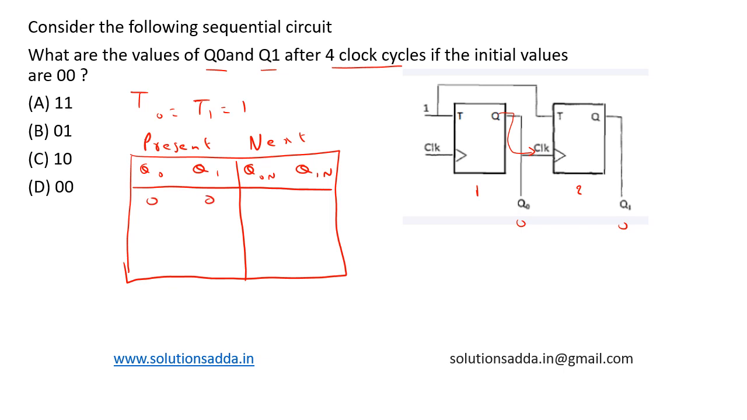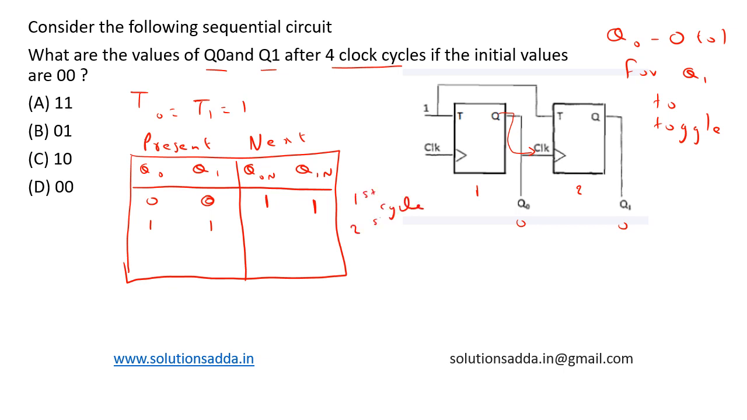Now since this is high, Q0 next will become 1. Since only a transition from 0 to 1 changes Q1, Q0 should move from 0 to 1 for Q1 to toggle. This is the condition. Now this has changed from 0 to 1, so the state of Q1 will become 1. Now this 1, 1 will be the next state. This is the first clock cycle output.